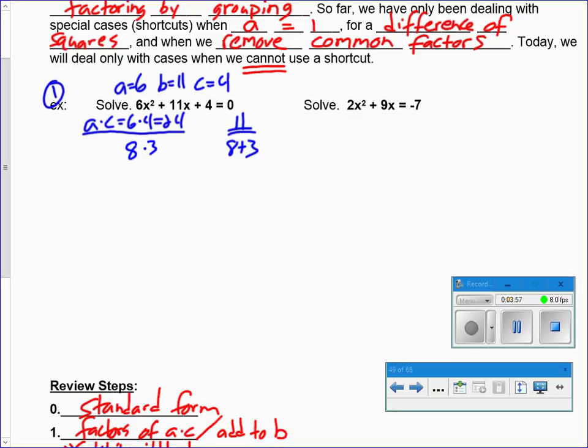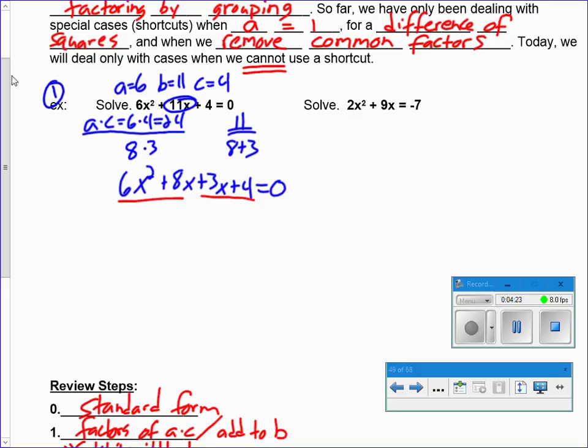So now as we go through, we have to do this the long way. We take this 11x in the middle, and we break it up using these two numbers. So we break it up into 8x and 3x. Now we have 4 terms. We can group each pair of terms together and take out the common factors.